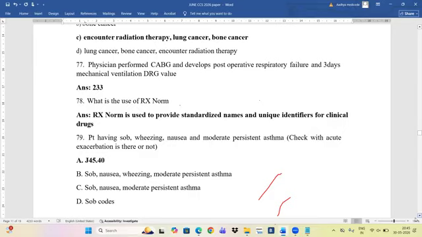Then, what is the use of RxNorm? Rx means prescription of drugs, correct? RxNorm provides the normalized or standardized names and unique identifiers for clinical drugs.